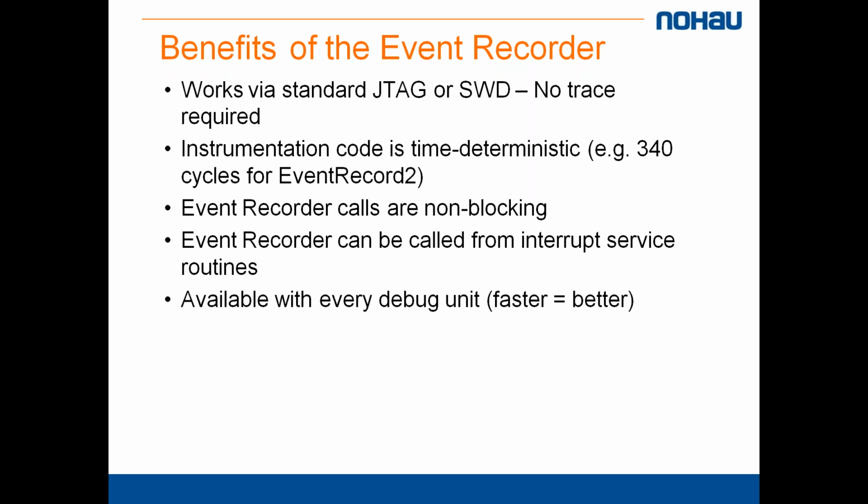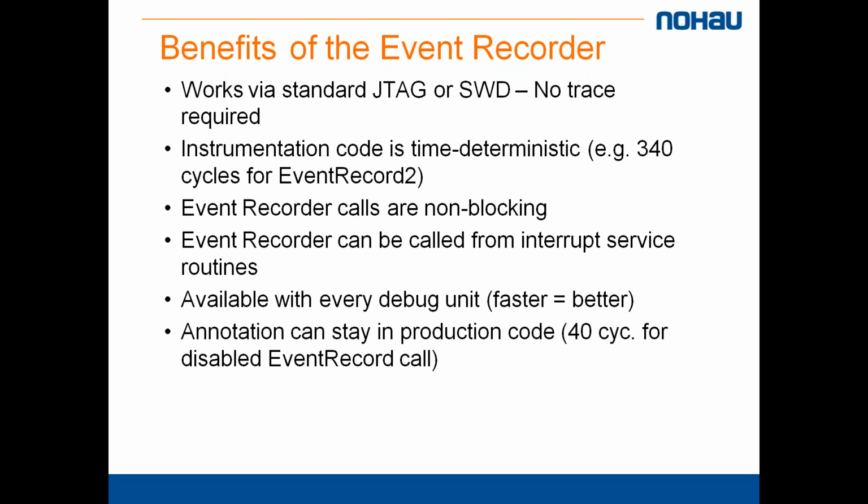So it's available with every debug unit, so from the simple baseline debugger to the high-end ULINKpro debugger, you can use the event recorder. It's also available for the third-party debuggers as well. So annotations can stay in production code, and if they are disabled, they consume 40 clock cycles, which is also next to nothing. So this is quite handy because the event recorder can be turned on and off during runtime. So this is not something you have to do in compile time.